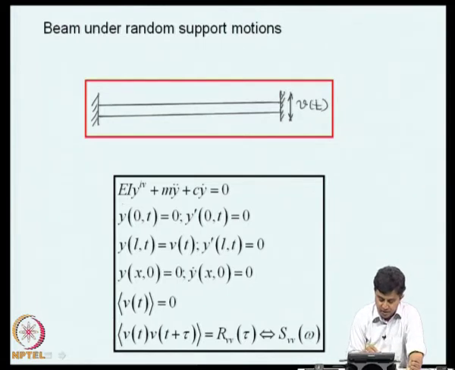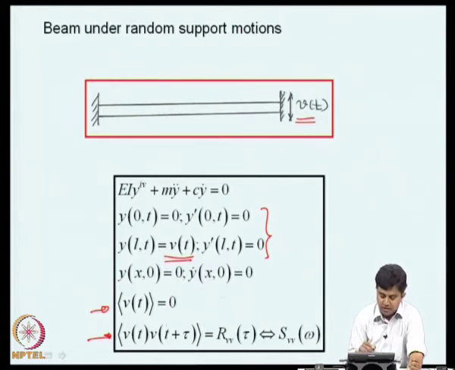So, the governing equation is EI y'''' plus m y double dot plus c y dot equal to 0. I am assuming EI, m, c, etcetera to be independent of x, and these are the boundary conditions. The excitation v of t appears as a boundary condition, and we are assuming the system starts from rest. V of t, we take it to be such that its mean is 0 and its autocovariance is a function of time difference, which is R_vv of tau, and associated with that there is a power spectral density S_vv of omega.